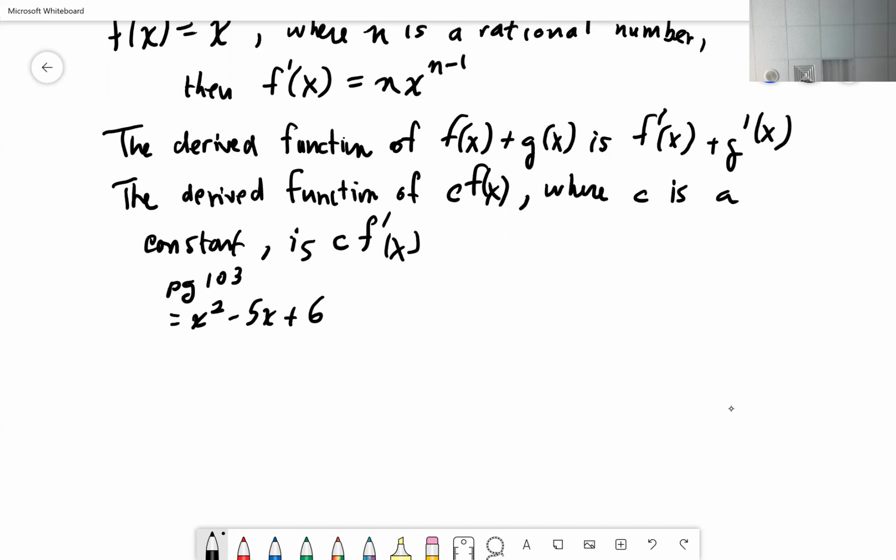So here's our function. I'll write f of x here. Can we go ahead and do the derivative of this? f prime of x is going to be what? 2x minus 5. And what does that derivative describe? It describes the slope of my tangent line.